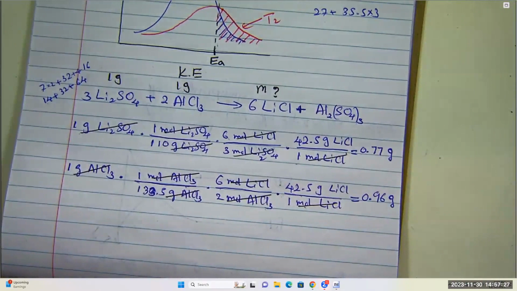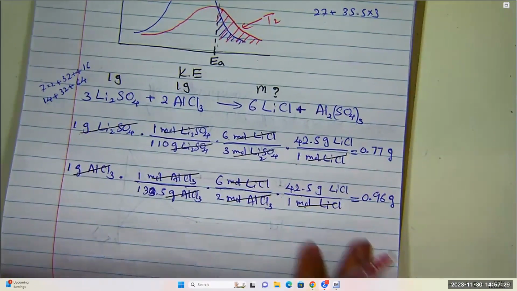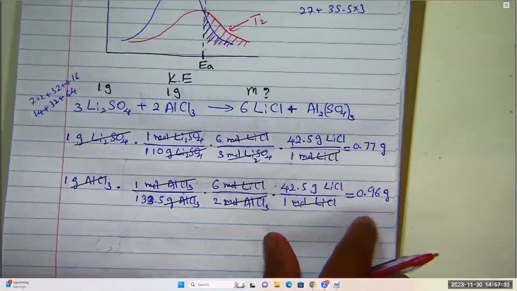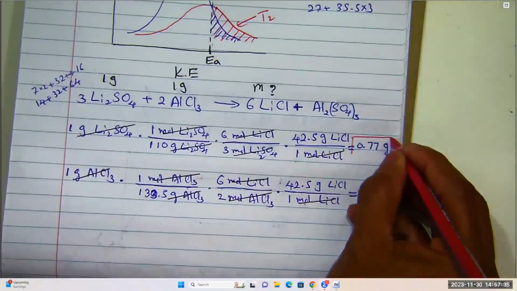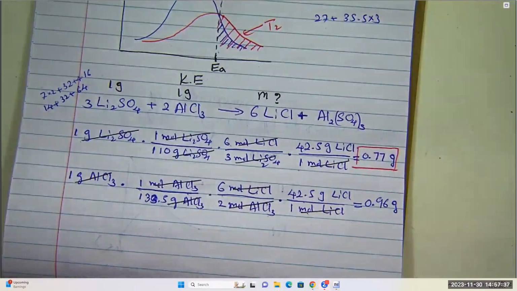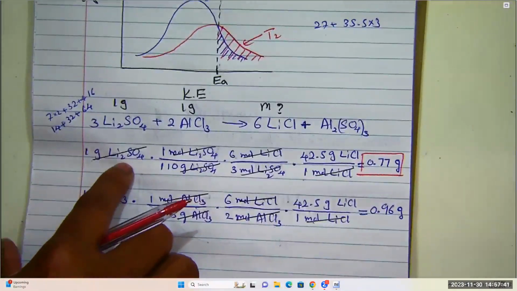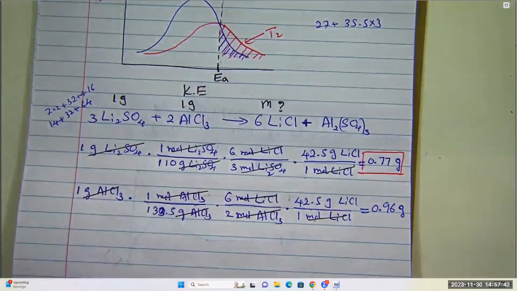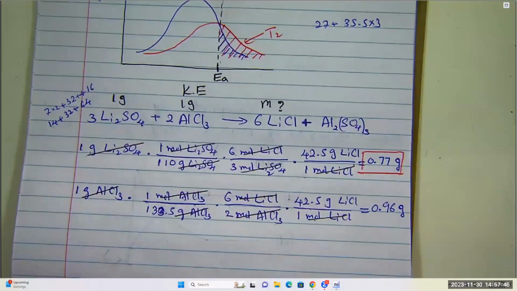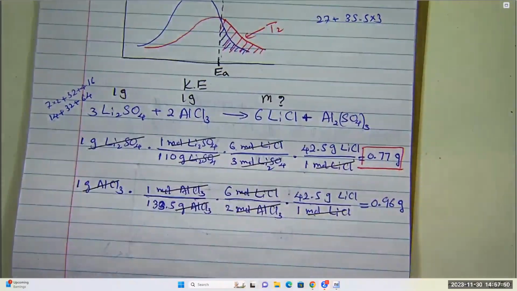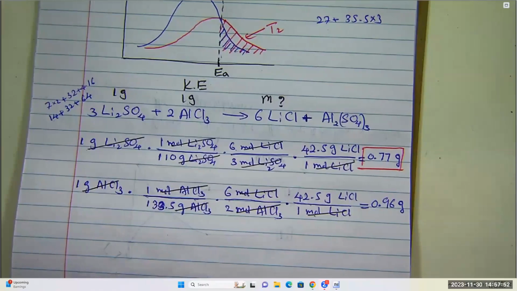All right. Now here's what we do. We pick the smaller number. The smaller number out of 0.77 and 0.96 is 0.77. So that's our answer. And therefore, we also know our limiting reactant is lithium sulfate, not aluminum chloride. The reactant that gives the least amount of the product is our limiting reactant.